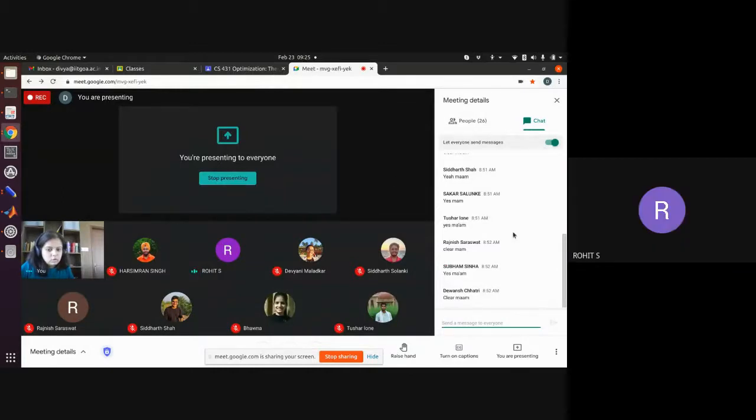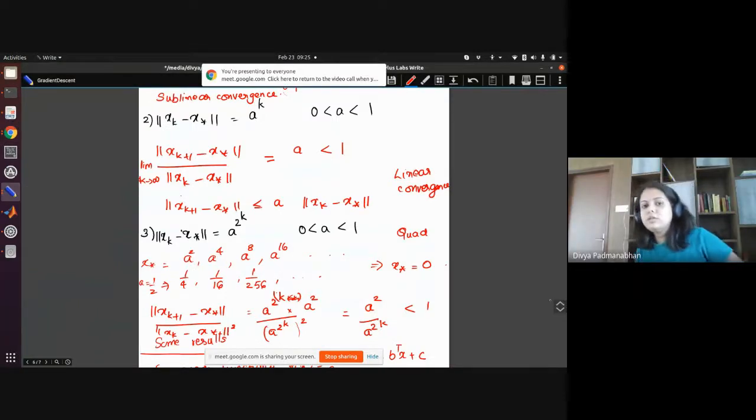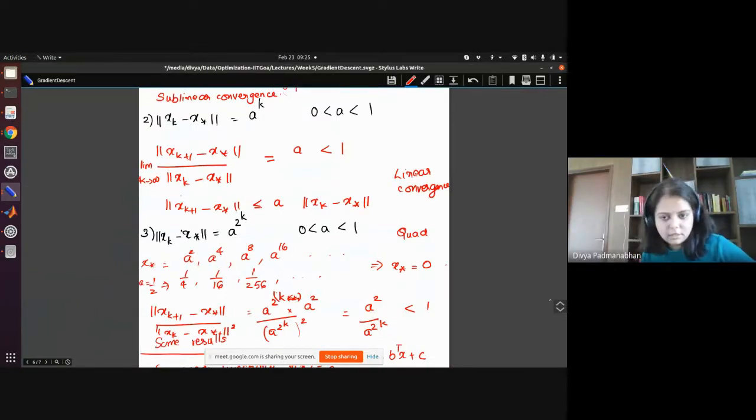I'm still slightly confused about this topic, but I'll try this at home. Yeah, I think the way to do this is with practice. Just try some examples of sequences and see what rates of convergence you can get.